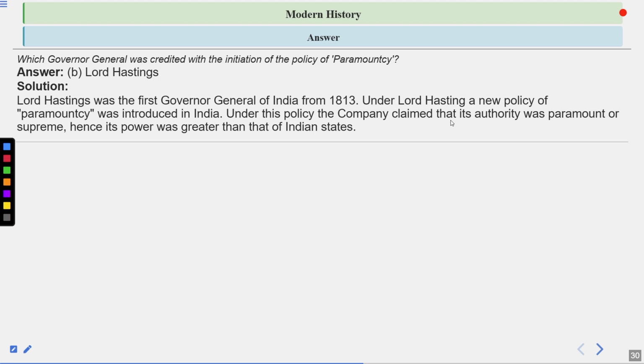Under Lord Hastings, a new policy of paramountcy was introduced in India. Under this policy, the company claimed that its authority was paramount or supreme. Hence, its power was greater than that of the Indian states. For example, if this is the Indian state and this is the ruler of the Indian state called Mr. X, Mr. X may have control over the internal affairs of his kingdom. But he had to declare the East India Company as supreme over it.